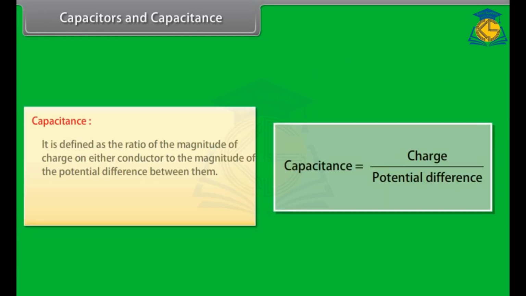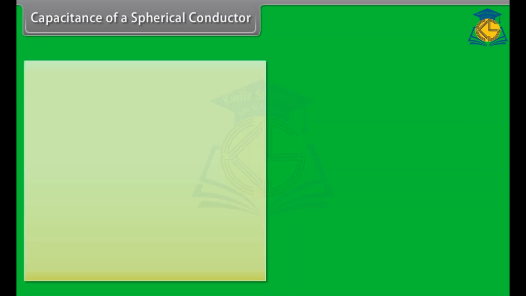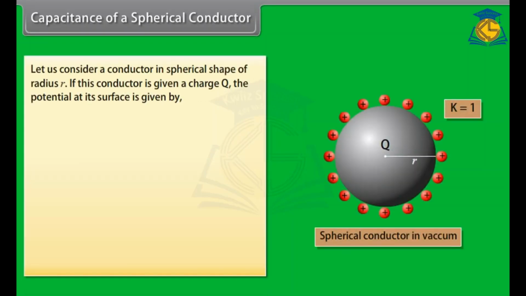Capacitance. It is defined as the ratio of the magnitude of the charge on either conductor to the magnitude of the potential difference between them. The SI unit of capacitance is coulomb per volt, called farad. Capacitance of a spherical conductor. Let us consider a conductor in spherical shape of radius r.